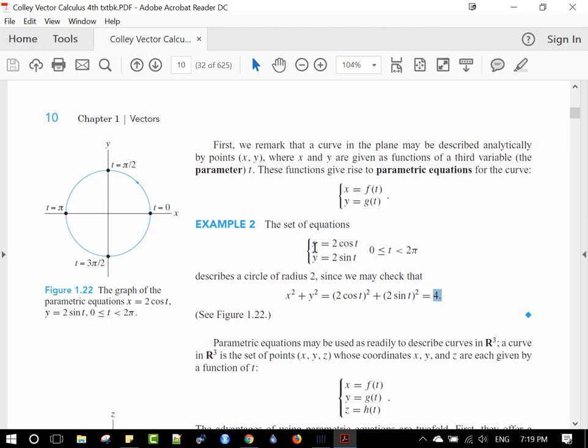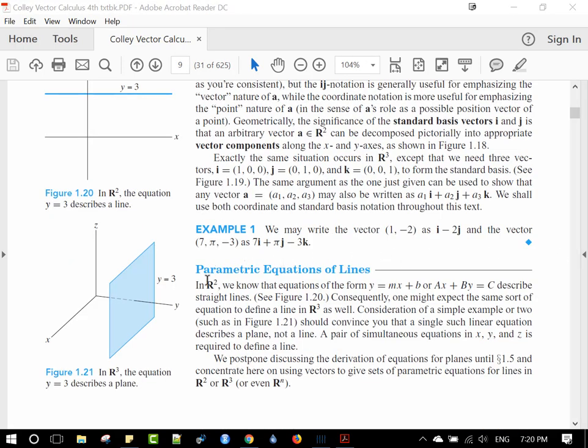Anyway, this is an example of what we mean by parametric equations for a curve. It means that both x and y depend on some variable t, and as t changes, both x and y change, and you get some curve, in this case in R2, in the plane. And this is a general situation where x and y are functions of t. So going back to this, it says in R2 we know that equations like this is a line. This is also a line. These describe straight lines. These are not parametric equations, though.